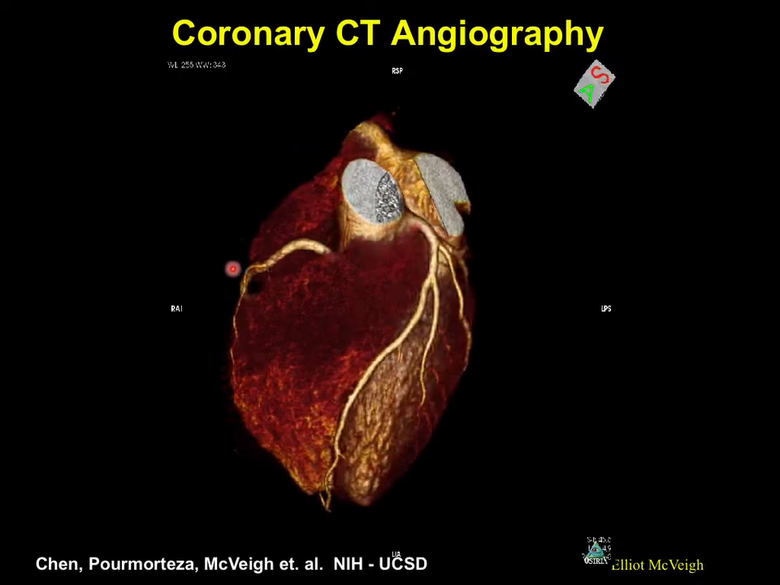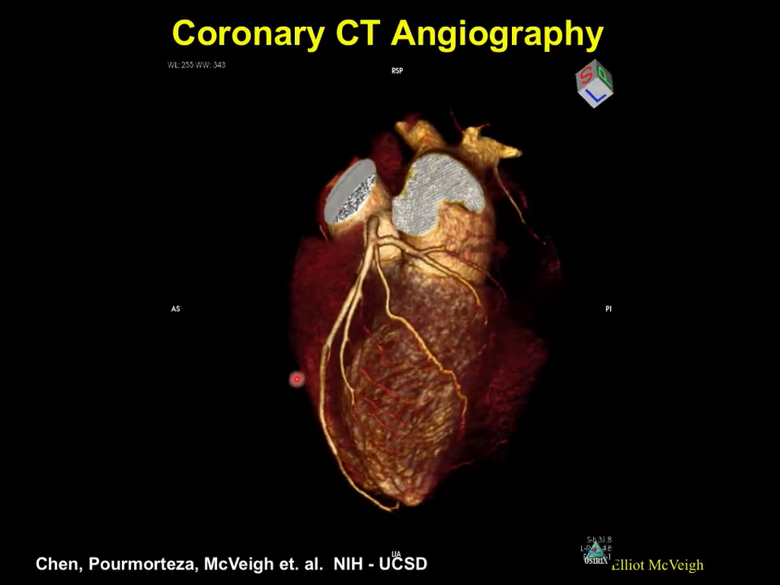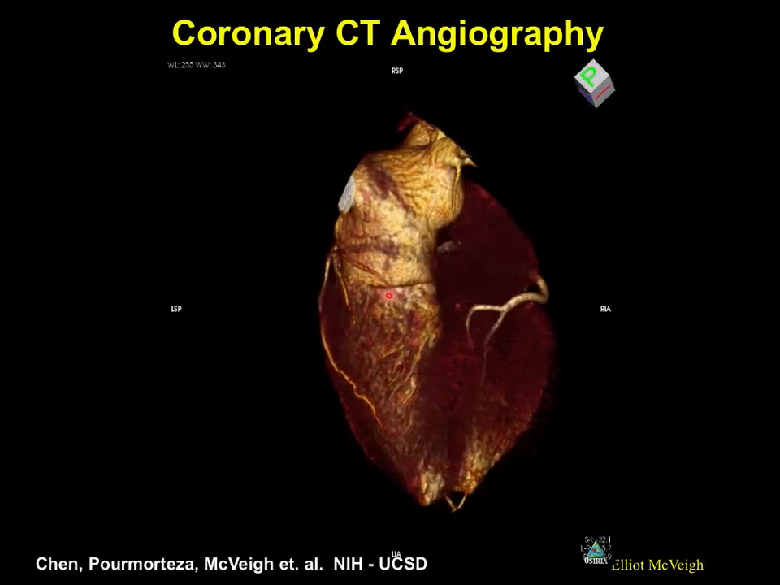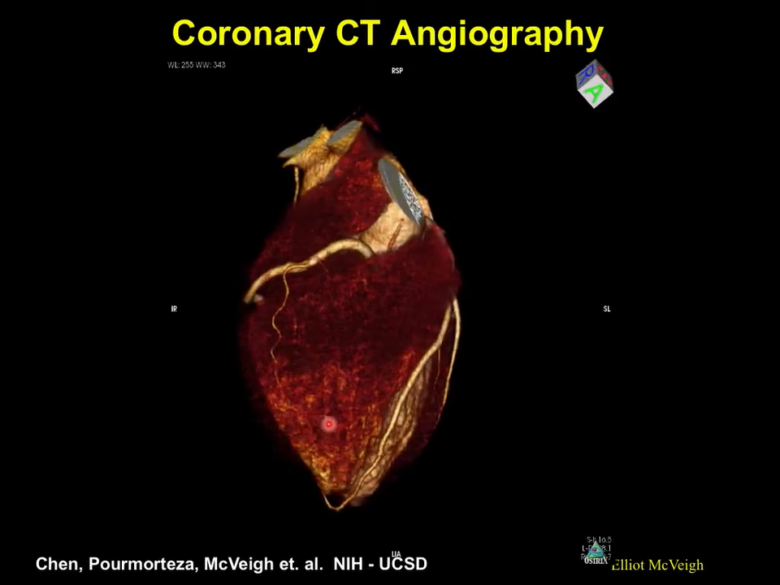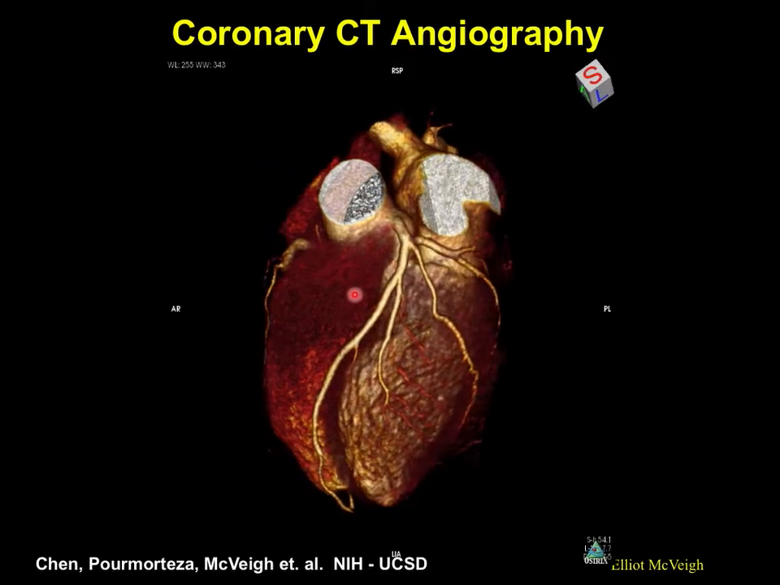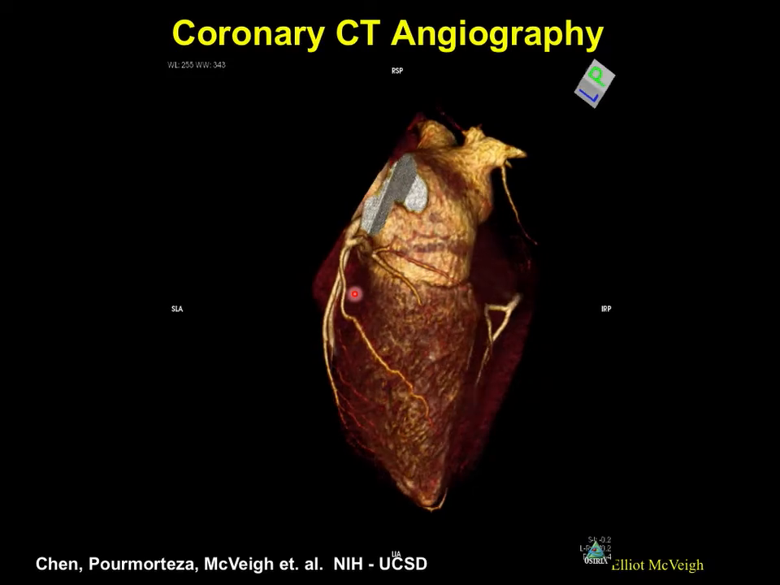This is a normal right coronary, a normal left main, normal left anterior descending, normal circ. Right? This person's right dominant. You can see the right coronary artery coming down the posterior side.